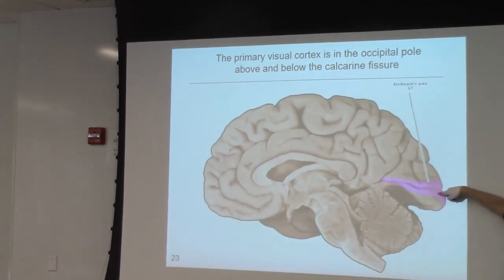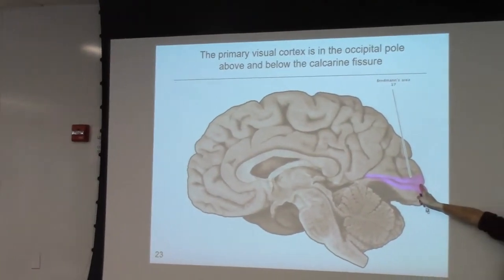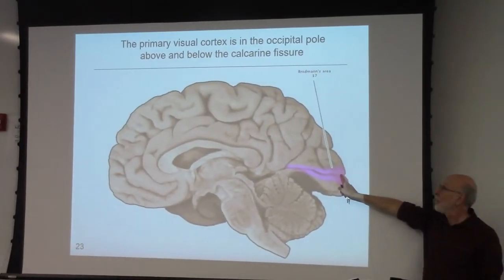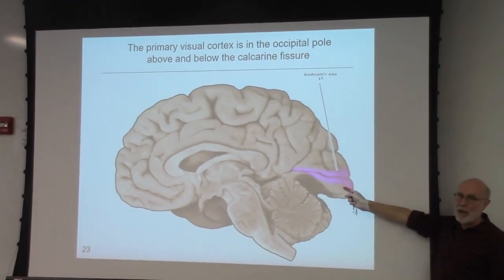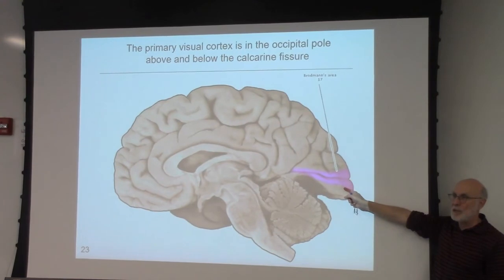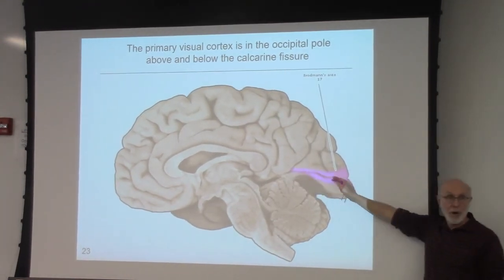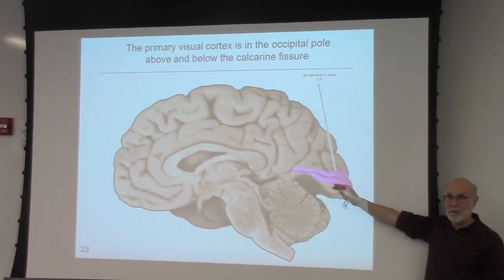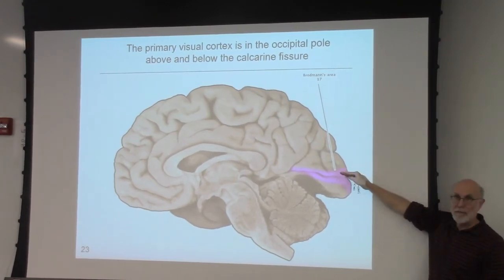Above and below the calcarine sulcus. This gyrus has a name, this gyrus has a name. I don't care that you memorize those names, but I do want you to know the name of the sulcus on both sides of that divide the visual field, that divide the visual cortex vertically.